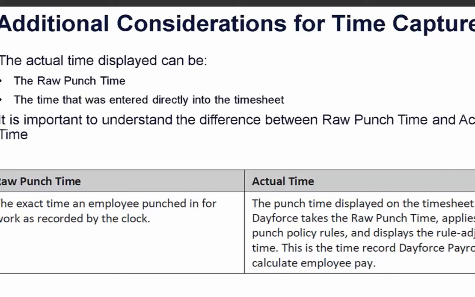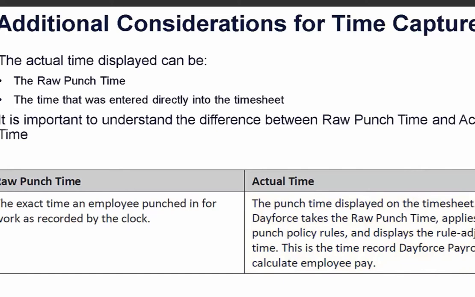It is important to understand the difference between raw punch time and actual time in the context of the timesheet. Raw punch time is the exact time an employee punched in for work as recorded by the clock. Actual time, the punch time displayed on the timesheet. Dayforce takes the raw punch, applies the punch policy rules, and displays the rule-adjusted time. This is the time record Dayforce Payroll uses to calculate employees' pay.